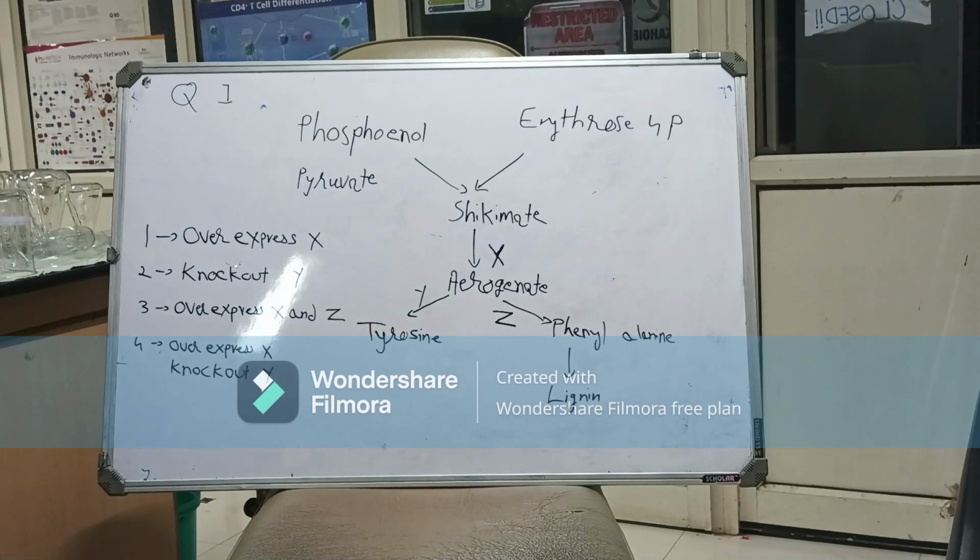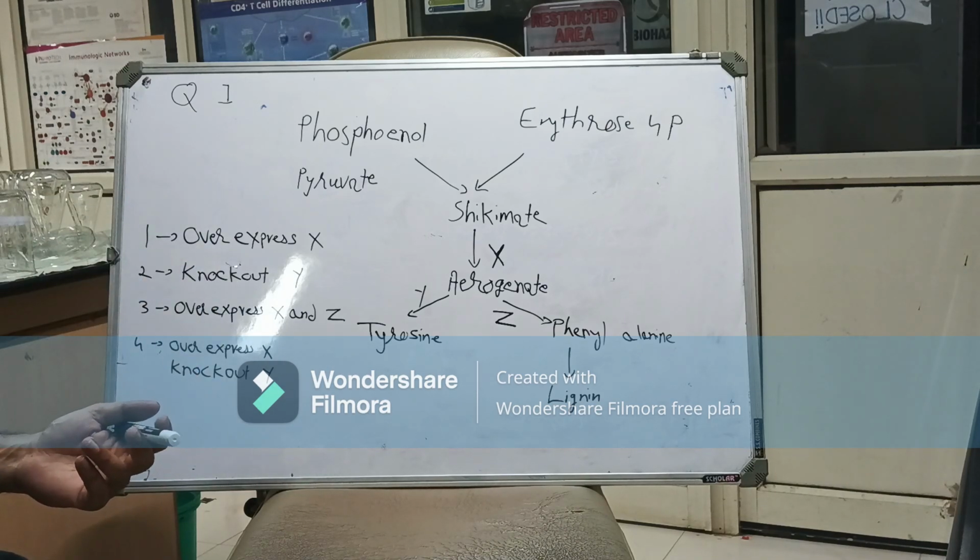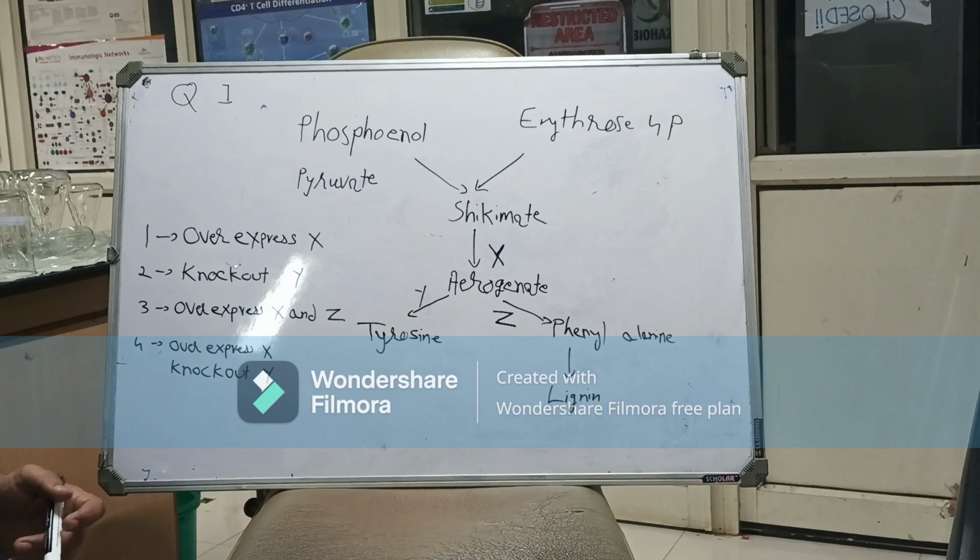Hello students, in this video we'll discuss a few questions regarding amino acid metabolism. So the first question is that we are given a pathway for lignin biosynthesis and we have to choose an option that will maximize the production of lignin. So first we'll take a look at the pathway.